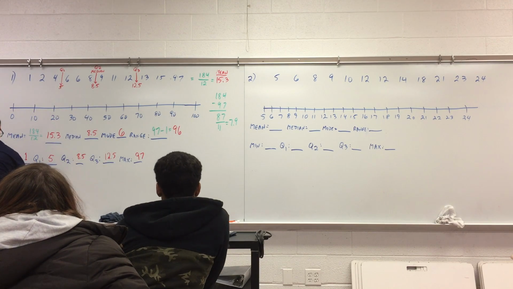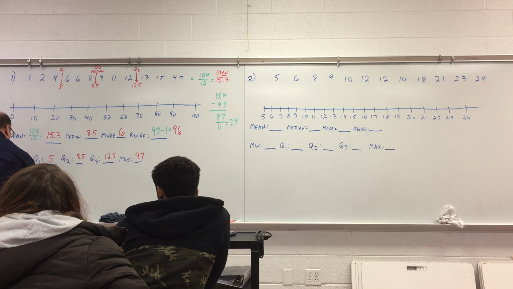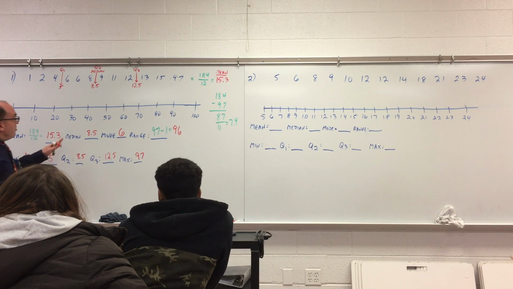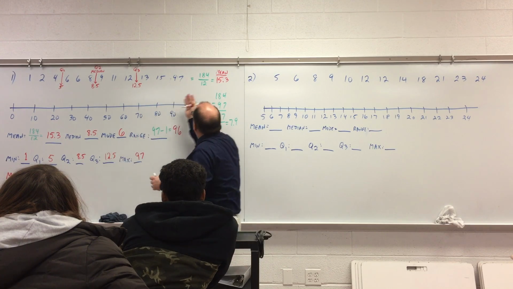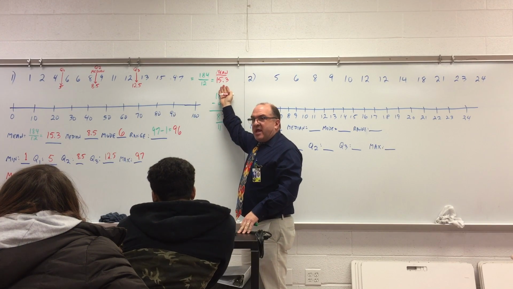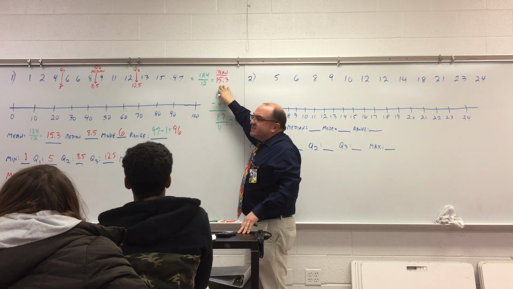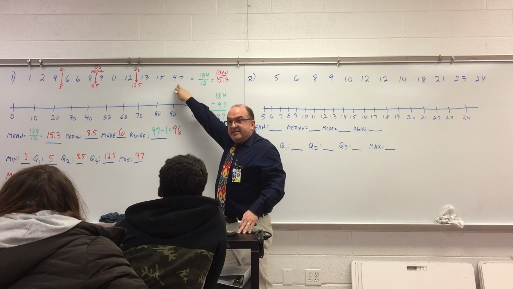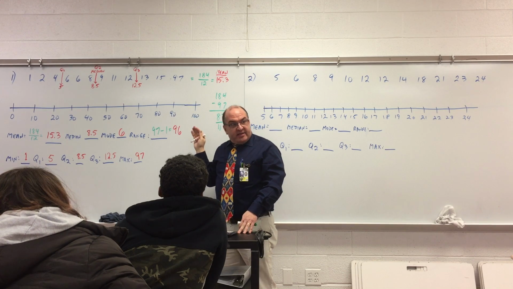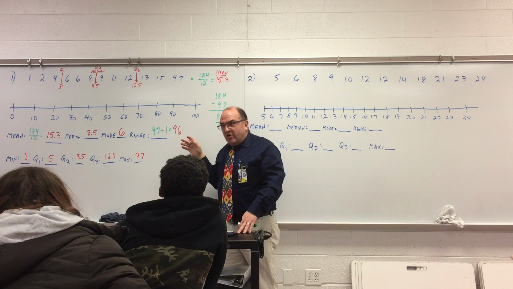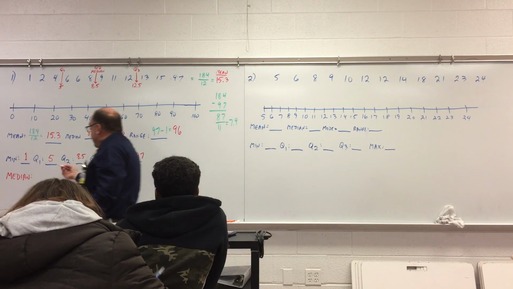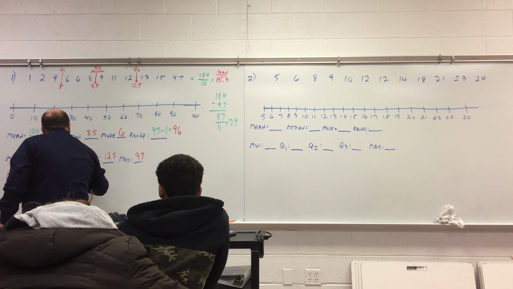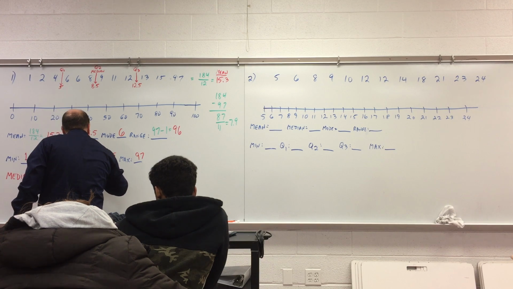Why is the median a better descriptor? What would you say? Why can't we use 15.3? Why can't we use the mean? Why is this number so high? Because this 97 throws off the mean, doesn't it? Nod your head if you understand what I'm saying, please. I need you to make it clear that 97 throws off the mean.